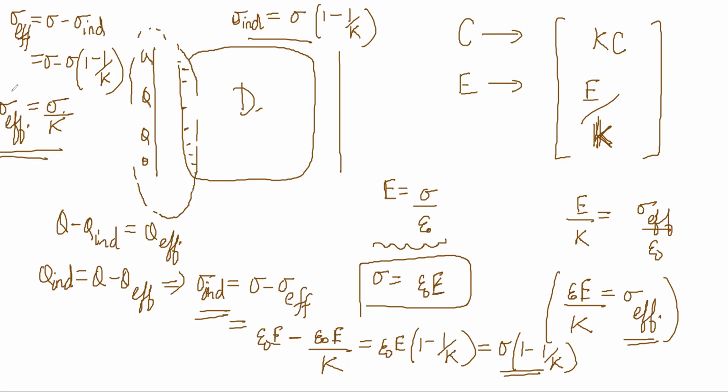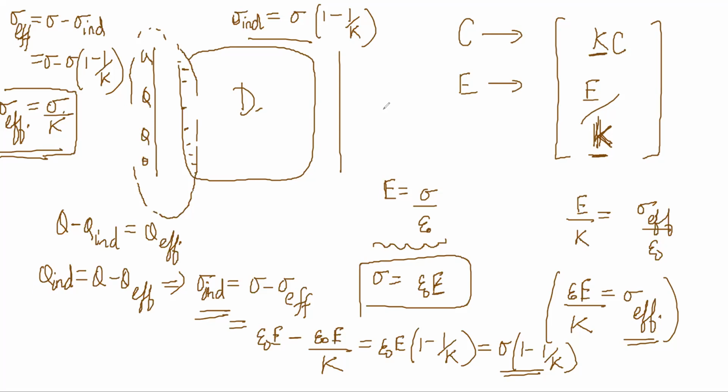So effective charge is sigma by K, right? That is what happens when you introduce a dielectric. This K value is the dielectric constant. So now the field has reduced, capacitance has increased, and all the other formulas are the same as before. Q is equal to CV and all, right?